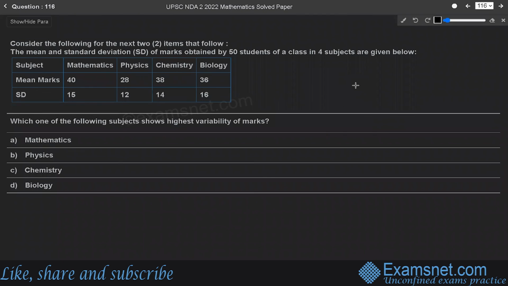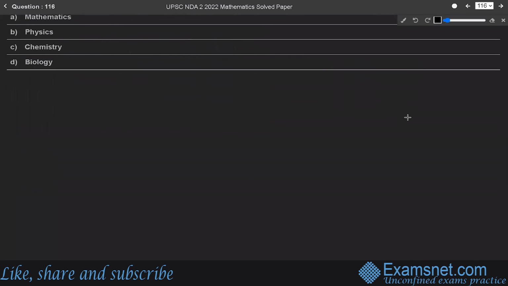Next question is from statistics. The question is the mean and standard deviation of marks obtained by 50 students of a class in 4 subjects are given below. Which one of the following subjects show highest variability of marks? Wherever there is variability, it means that coefficient of variation. So coefficient of variation in this case will be given by standard deviation upon mean into 100.